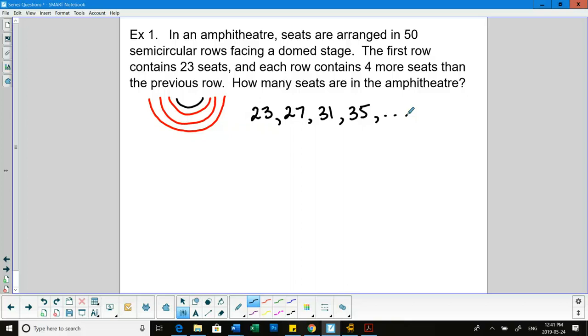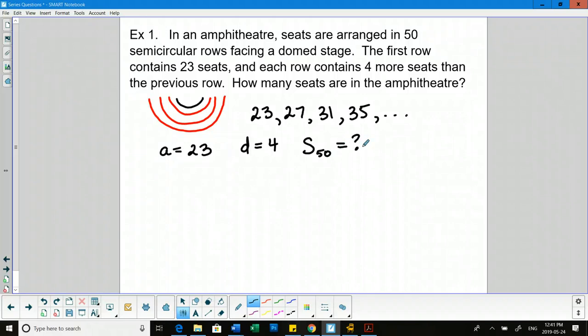So not only do I want to know how many seats are in each row, but I actually want to sum all of those seats together if I want to know the total number of seats. So our A value here is 23. That's the number in the first row. Is this arithmetic or geometric? Yeah, so what's our D value? 4. Awesome. I want to know the sum of the chairs in the 50 rows, right?